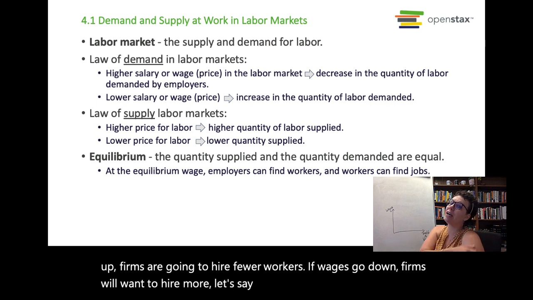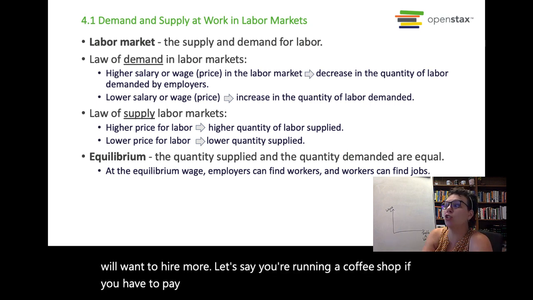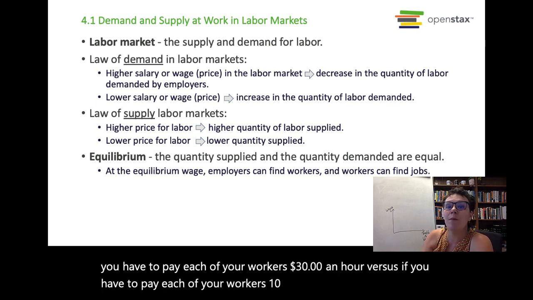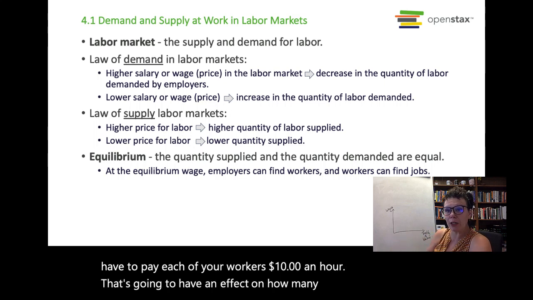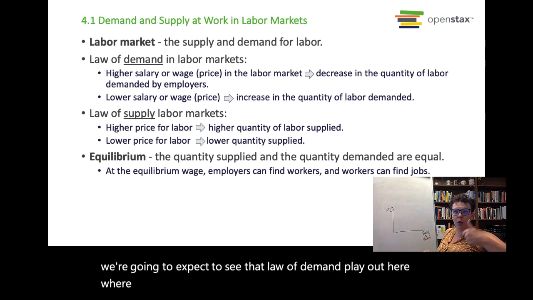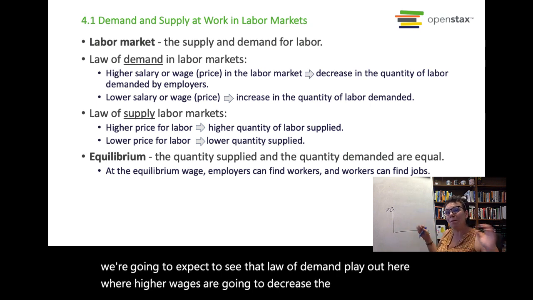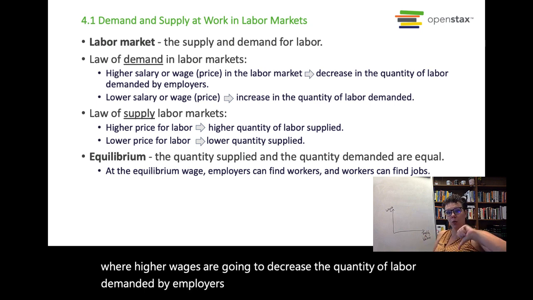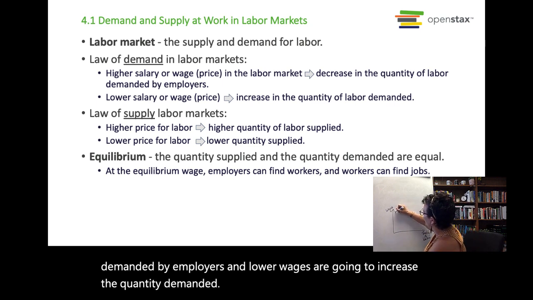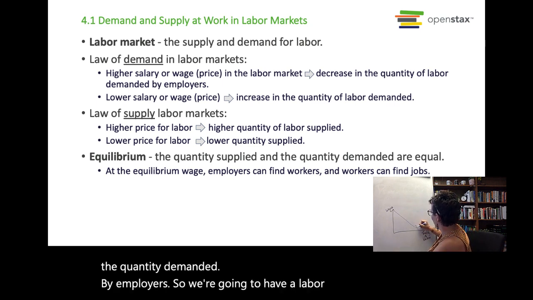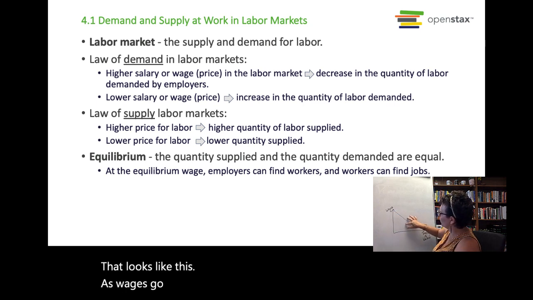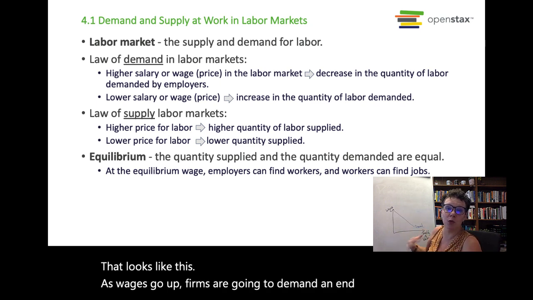Let's say you're running a coffee shop. If you have to pay each of your workers $30 an hour versus if you have to pay each of your workers $10 an hour, that's going to have an effect on how many workers you hire. So we're going to expect to see that law of demand play out here, where higher wages are going to decrease the quantity of labor demanded by employers, and lower wages are going to increase the quantity demanded by employers. So we're going to have a labor demand curve that looks like this. As wages go up, firms are going to demand and employ fewer workers.